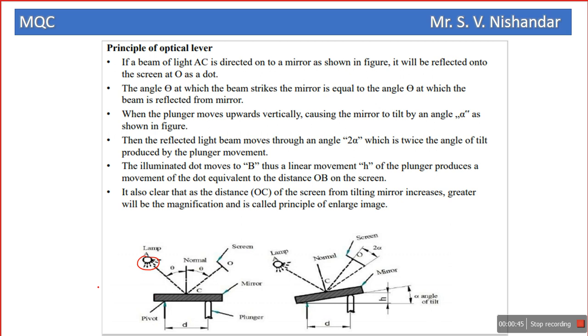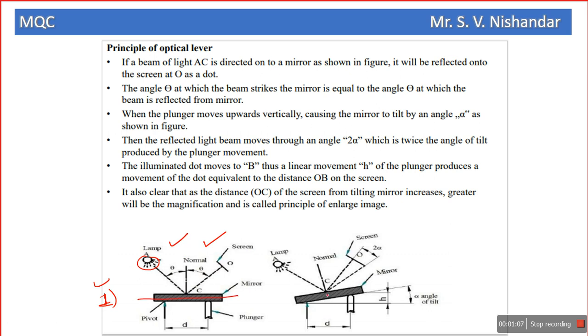Now in figure 1, the mirror is a plane. The incident beam makes an angle theta with the normal, and the reflected beam also makes an angle theta. So in that case, the mirror is plane.